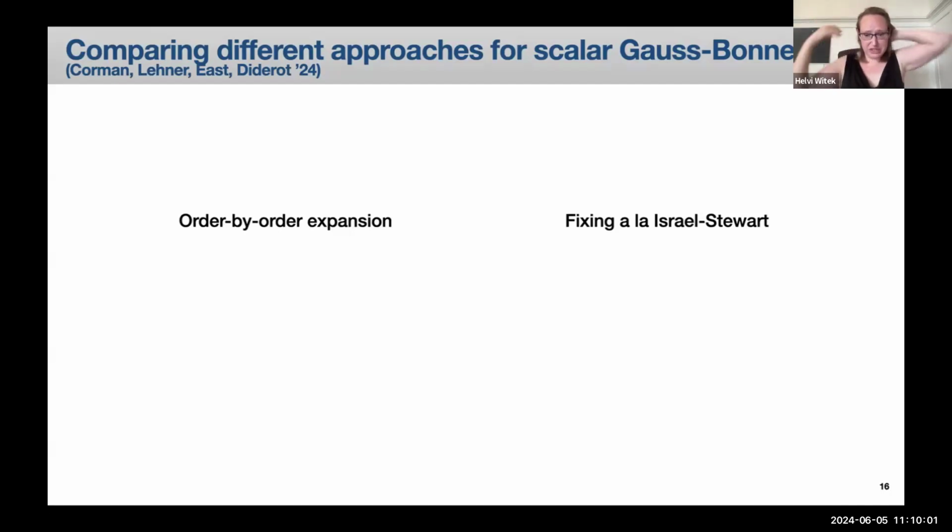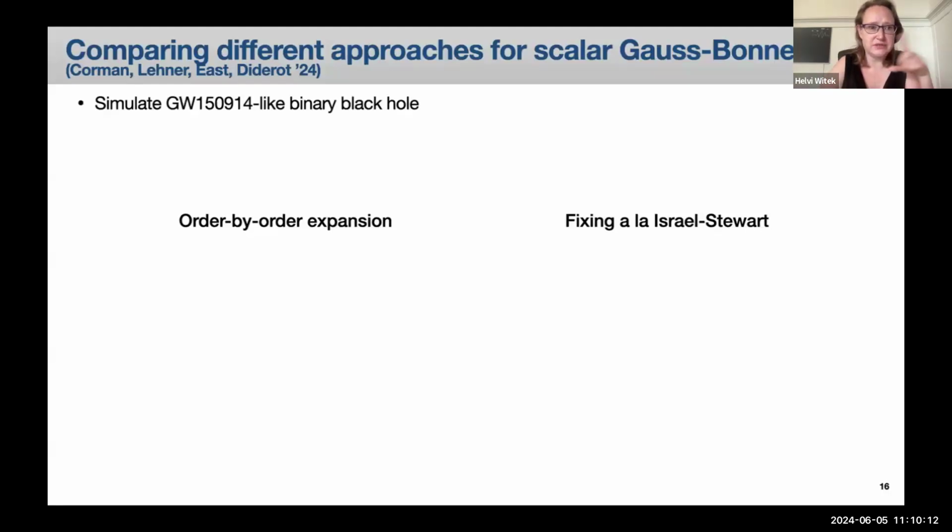And this question of how robust are these approaches is something that Max Corman answered very recently, actually, just a couple of weeks ago, where she performed simulations of binary black holes in scalar Gauss-Bonnet gravity using all three approaches. And what she did was to simulate binary black holes with parameters similar to GW150914, the first binary black hole merger that we've ever detected.